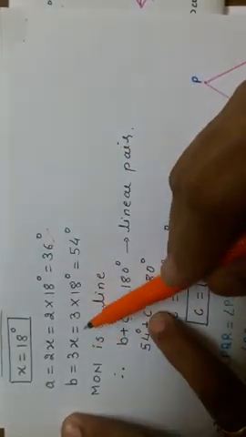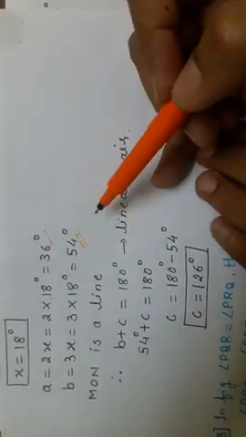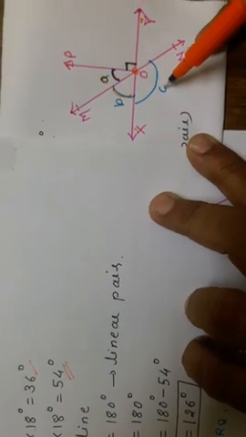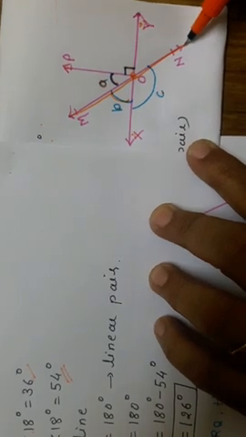And B is equal to 3x, means 3 into 18 degree, means 54 degrees. Now we have to find the value of angle C. Are you finding MON is a straight line?